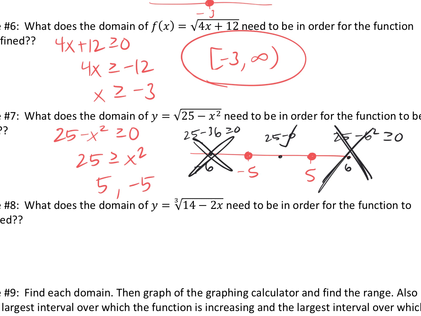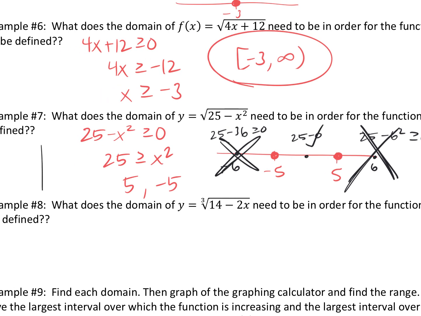This graph is a little funky, so go ahead really quick on your graphing calculator. I'm going to guess no one has any clue what this looks like. If you graph the function square root of 25 minus x squared, you get this weird little semi-circle ellipse thing. Your graph should look something like that, from negative 5 to 5.